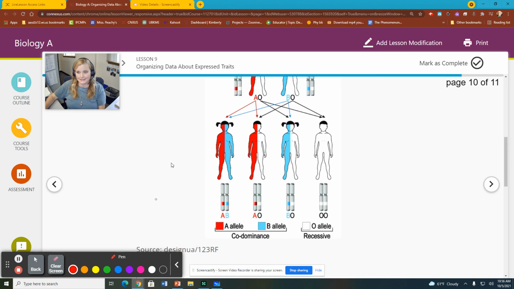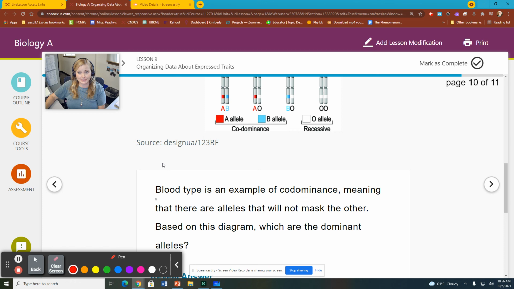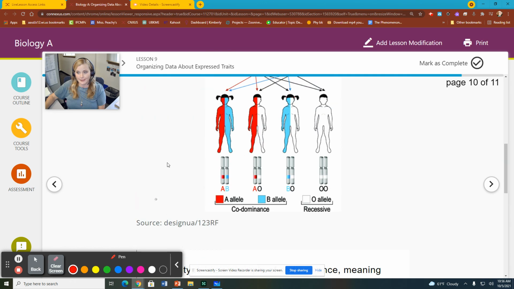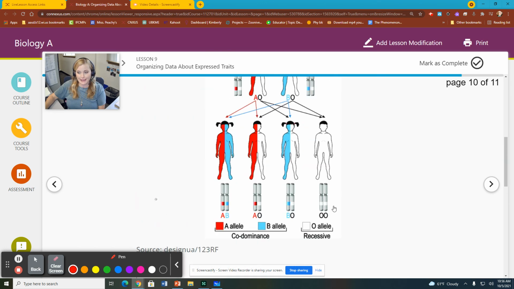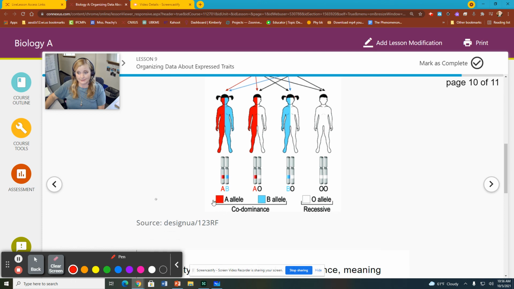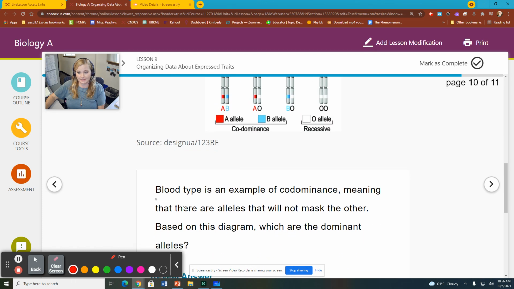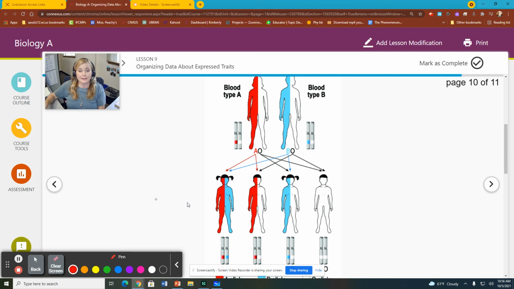So it's very different compared to what we've learned about so far, but it is a combination of absolute dominance, because you have these two that are absolutely dominant to that, and codominance. So you're expressing both the A and the B. Remember.